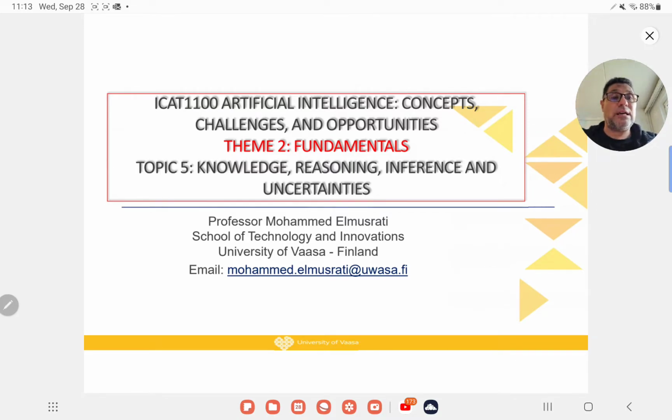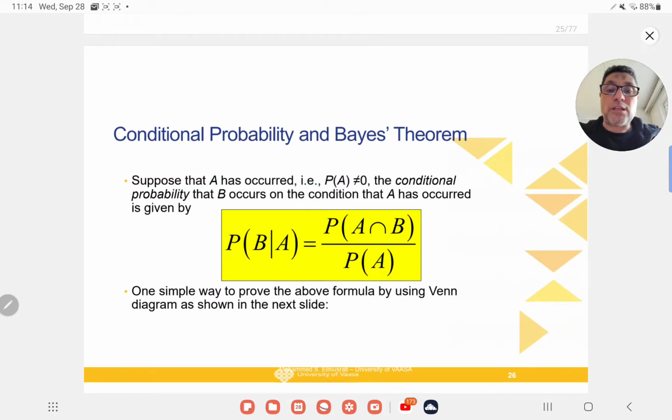We go now to the slide that we introduced in the last lecture. It was the last slide in the last part, the conditional probability. Yes, so this is the conditional probability equation. Before we start talking about this basic formula, what does it mean, what is the conditional probability?